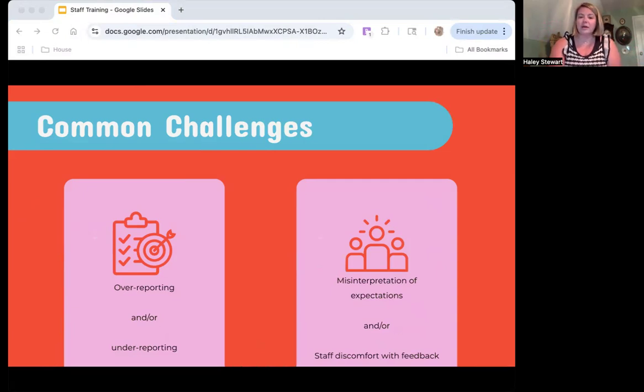Under-reporting is whenever we talk about staff minimizing or failing to give their accurate performance. And this happens whenever individuals have a lack of confidence. They, again, could have a misunderstanding of expectations. It could also be due to cultural norms. In some cultures, it is discouraged to self-promote, so you always want to underplay yourself.